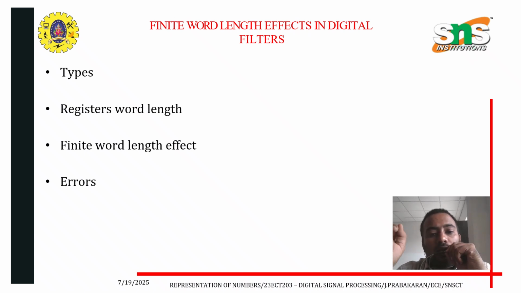Next, we will discuss the errors of the number system. We will see what errors are possible in this finite word length effect. First one is errors due to quantization of input by ADC, which means analog to digital conversion. Error due to quantization of filter coefficients. Error due to rounding the product on multiplication. Error due to overflow in addition, and finally limit cycle oscillation.